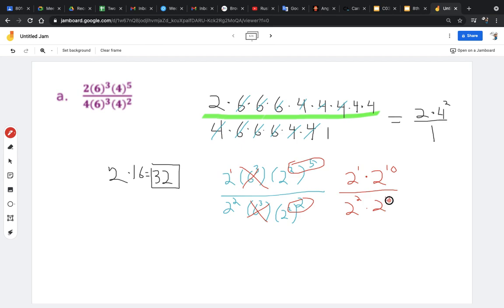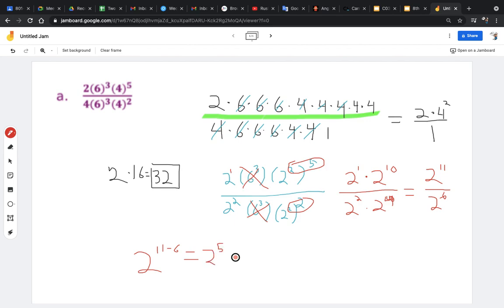So now we can do this. Let me crunch this a bit. 2 to the first times 2 to the 10th becomes 2 to the 11th. That's 2 to the 11th in the numerator. So 2 to the second times 2 to the 2... sorry, 2 to the fourth that was. 4 plus 2 is 6, so that becomes 2 to the 6. Now let me use the rule of quotients. 2 to the 11 divided by 2 to the 6 becomes 2 to the 11 minus 6, which equals 2 to the 5th.